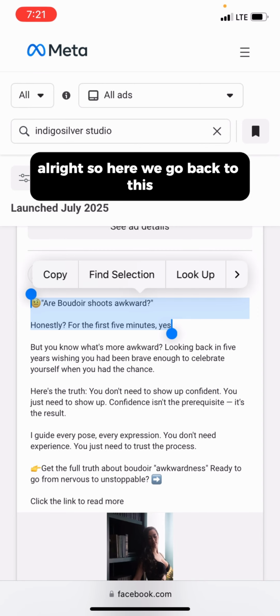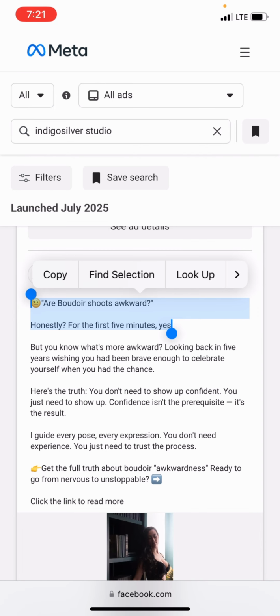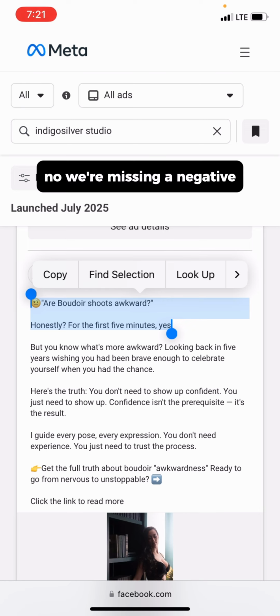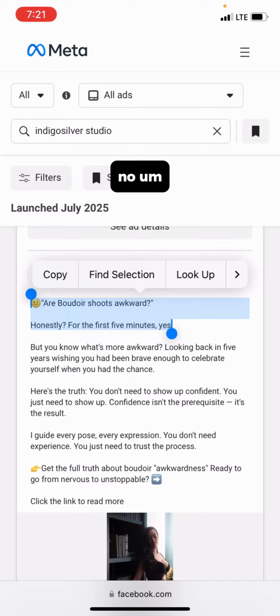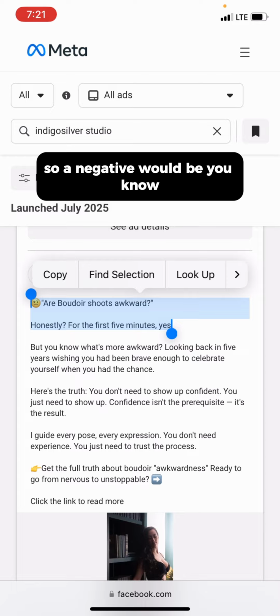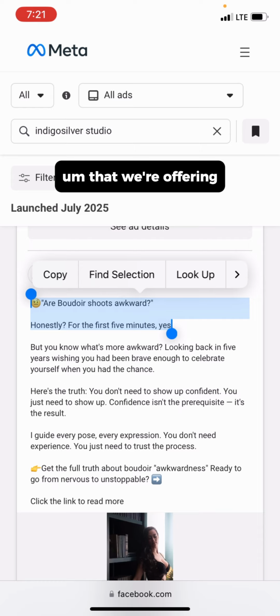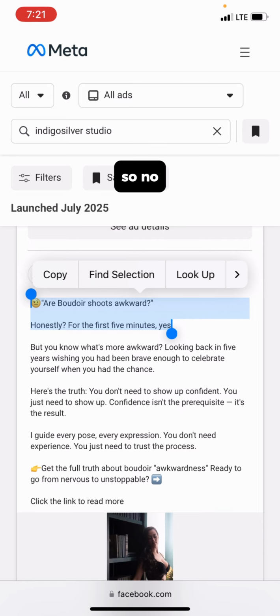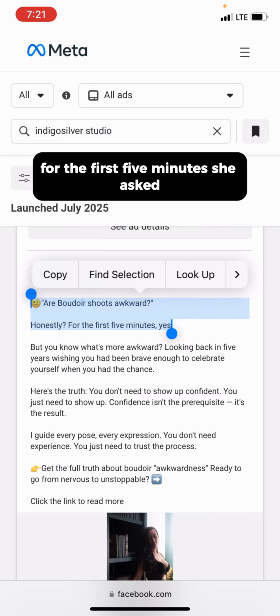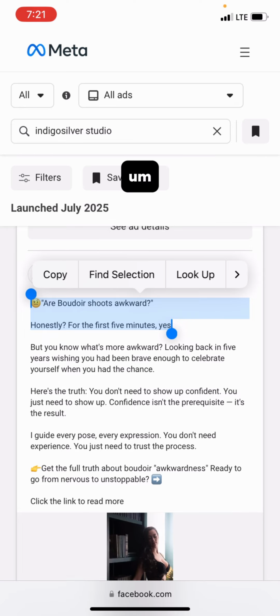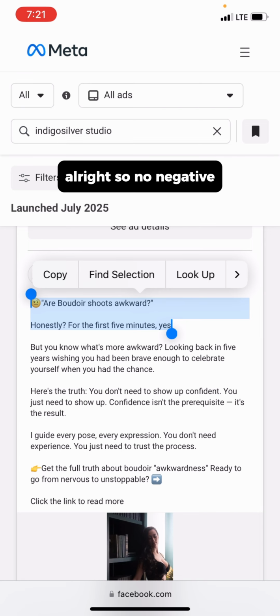All right, so here we go, back to this. No, we're missing a negative. Our boudoir shoot's awkward. No. So a negative would be something that they're saying in their brain that they want to get away from, where boudoir shoots is the solution that we're offering. So no, don't have a negative here, but honestly, for the first 5 minutes, yes. All right, so no negative.